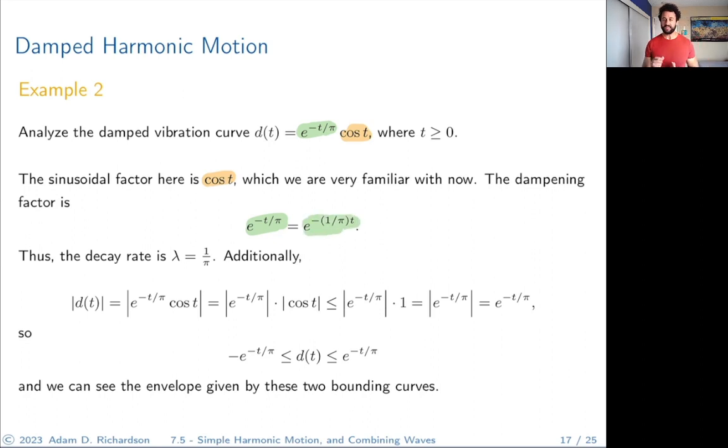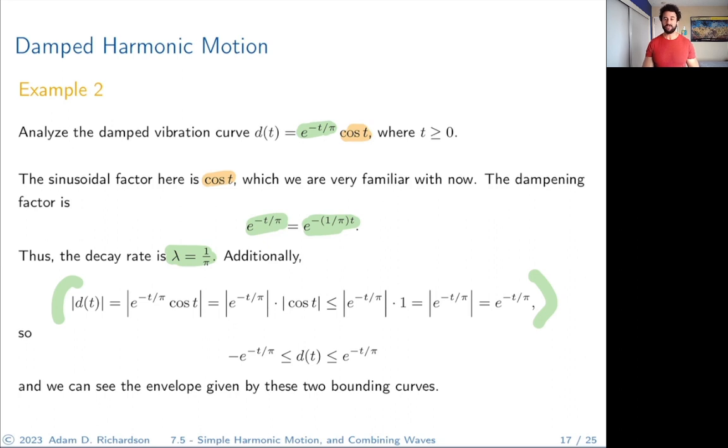And so now that it's in the form of the general formula, you can see that the decay rate is 1 over pi. So this is saying how fast the oscillation is going to decay. Now, moreover, there's this really important calculation right below this string of equalities and inequalities. I'll get to this in just a second, but this type of thing is exactly what you're going to see a lot in Calc 1 and Calc 2 and Calc 3. So I encourage you to get comfortable with absolute value soon because you're going to use it a lot in Calc 1, 2, and 3.